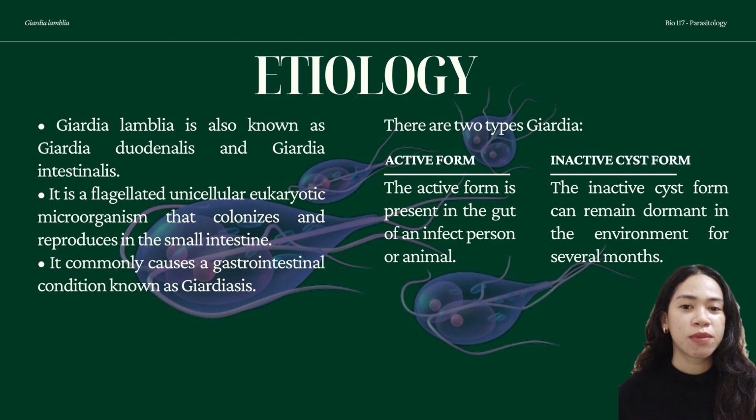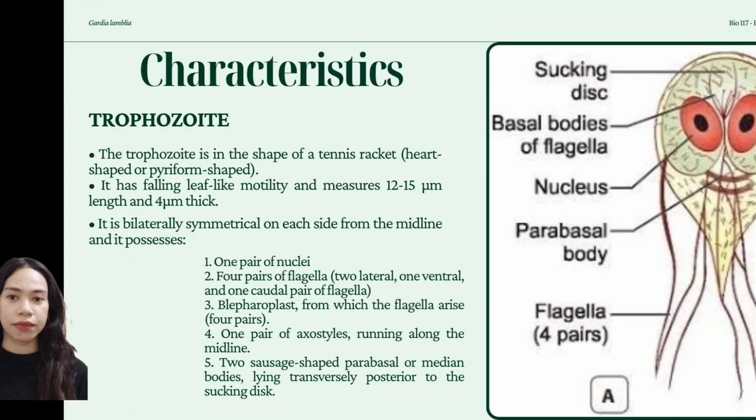There are two types of Giardia. First is the active form. It is present in the gut of an infected person or an animal. The second form is the inactive cyst form. It can remain dormant in the environment for several months.